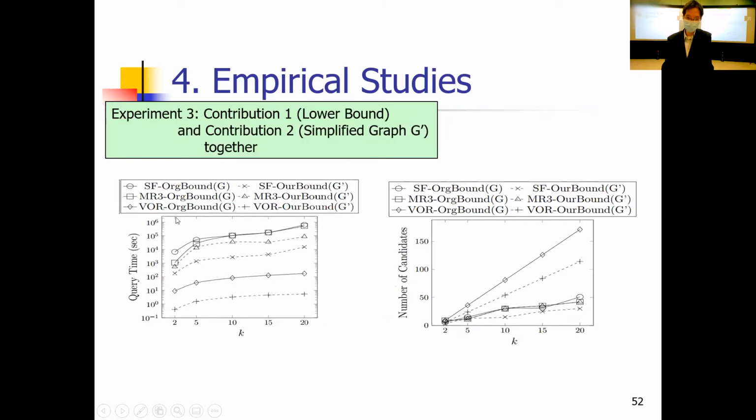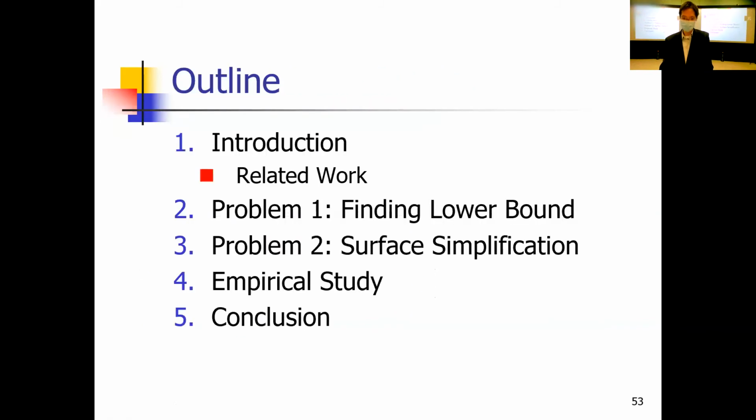And contributions 1 and 2, which means experiment 3, we use our bound and the smaller graph together. You can see that in this figure, where we vary K and measure the query time, the dotted lines are also at the bottom. So we have a fast query time compared with the existing algorithm using the original bound on the original graph. Here, we finish the experimental results.